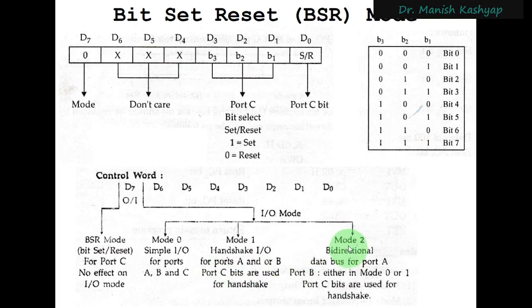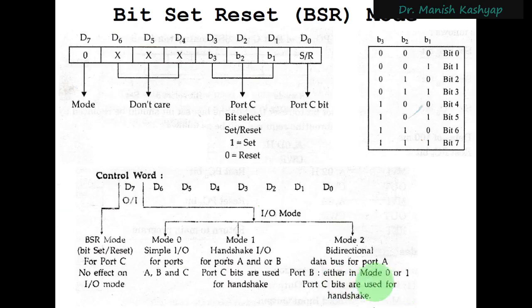Similarly, mode 2 is bidirectional in nature, and the handshaking process will also be there. Mode 2 is only applicable to port A. Port A can perform in mode 2, but port B will not be able to perform in mode 2. Port B can be programmed in either mode 0 or mode 1. Mode 2 is not applicable to port B, right? And after that, port C, as we already know, will be engaged in this process of handshaking, right?